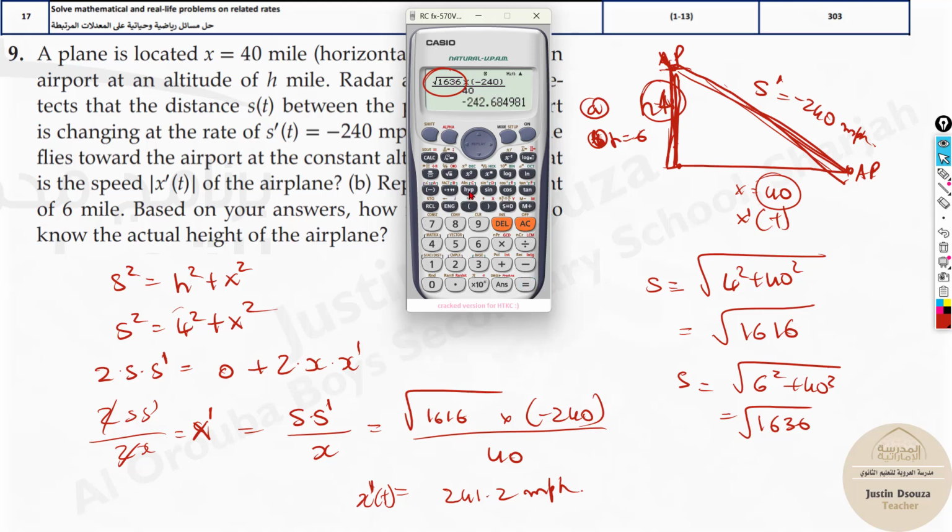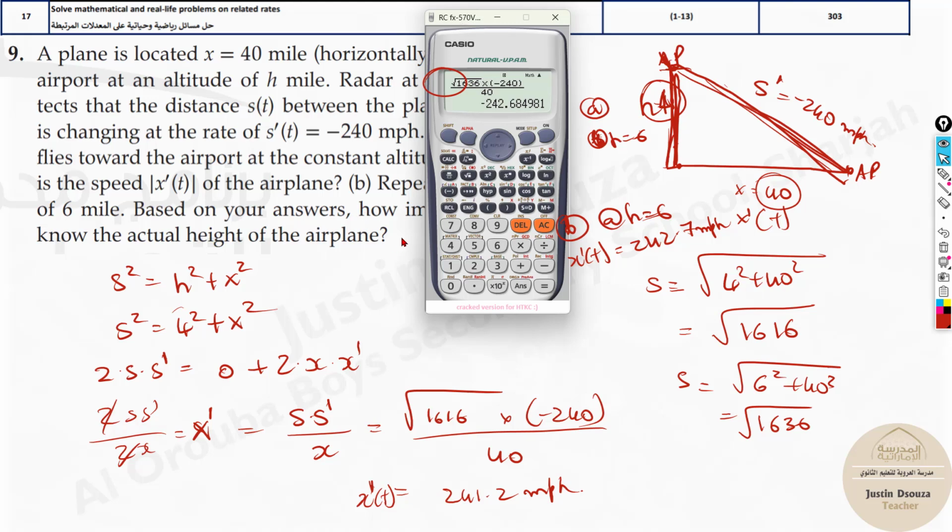And the answer is negative 242.68, but we just take the positive sign, and I will write it directly over here. B at h is equal to 6. X dash with respect to time will be 242.7 miles per hour. Now, here then, you realize there is no much difference.